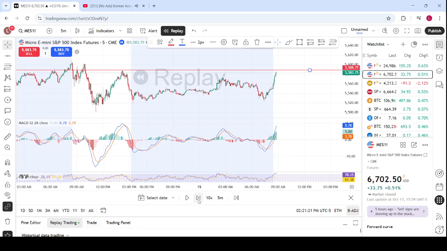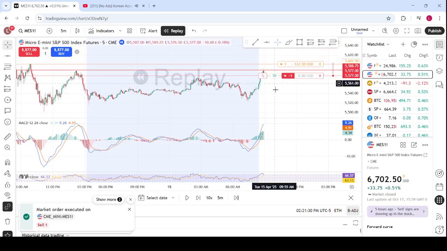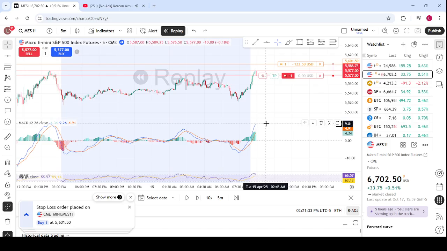So we're not going to enter. We're just going to wait and see if it rejects. Here's the reject. We're going to sell. We'll put the stop loss right up here. I'll just move it above. We see that it is slightly below, just a little bit.